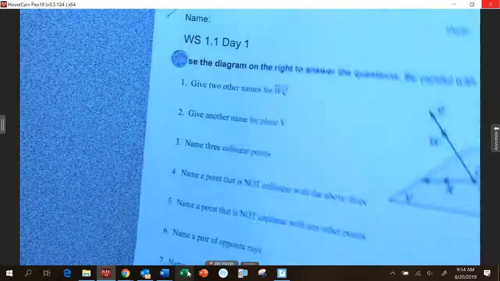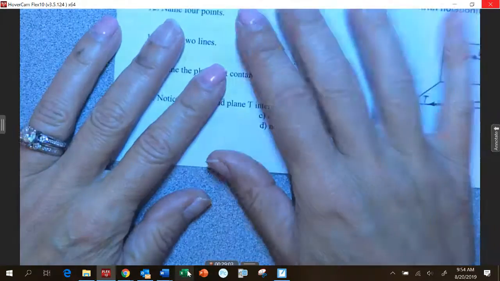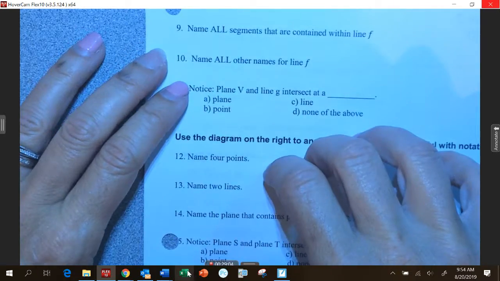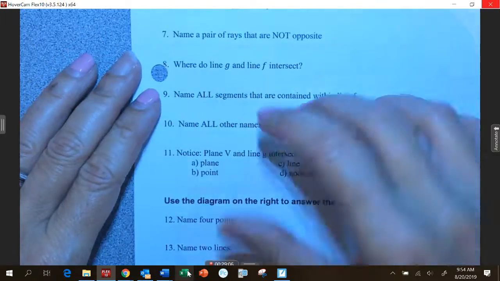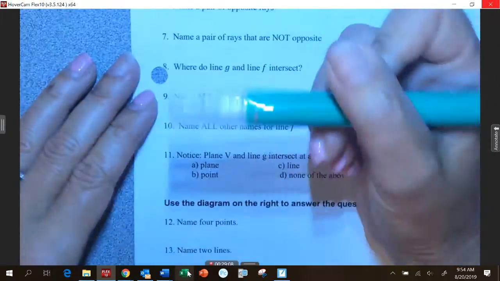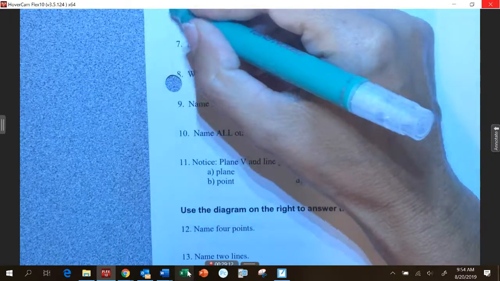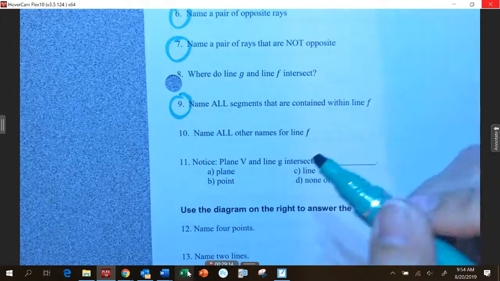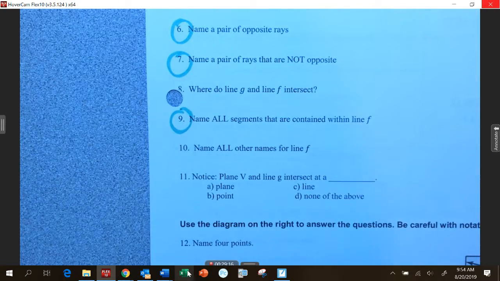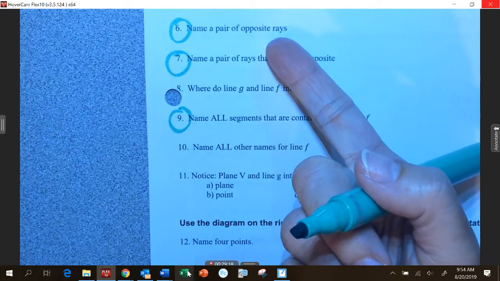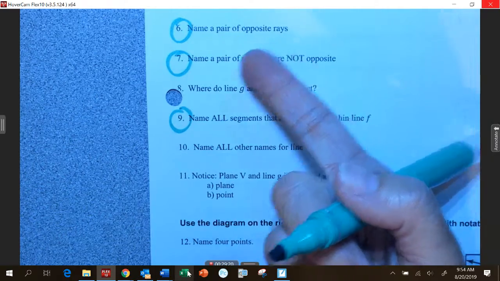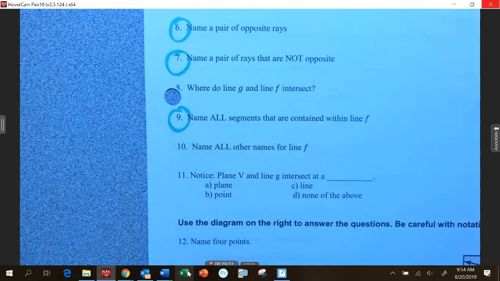In fact, when I printed them out originally, some of the day 2 stuff is on day 1. So I will keep this up so you can see it when you get your own copy. But number 6, 7, and 9, we are not even going to do those till tomorrow because we didn't learn what rays are yet. So we don't even have to do those 3.